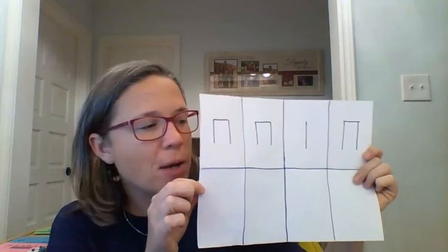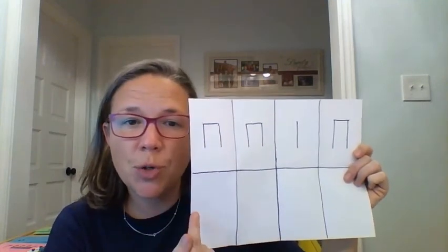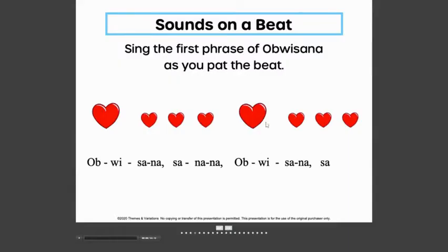Continuing on, we're now going to take a look at line number 2, starting right here. Let's look at the next group of hearts now, starting here. Obwisana sa. How many sounds do you hear in this first heartbeat? Obwi. Very good. 2 sounds.